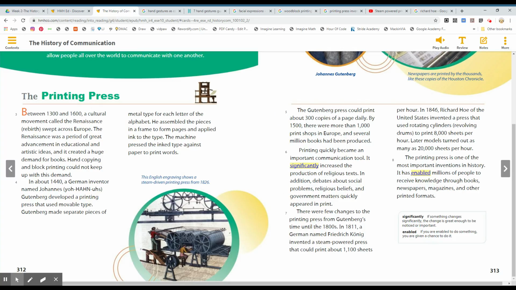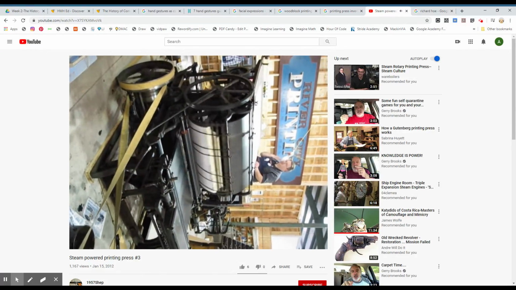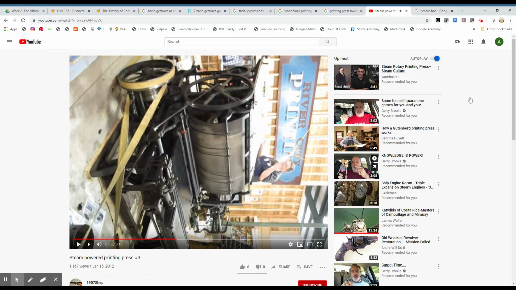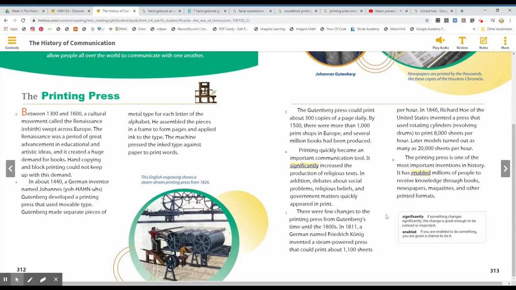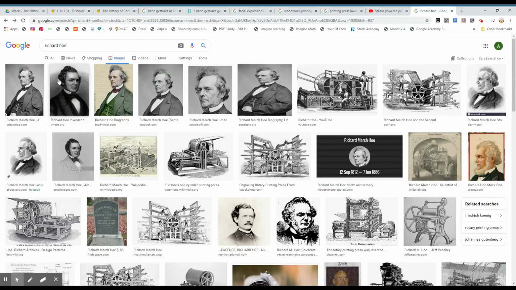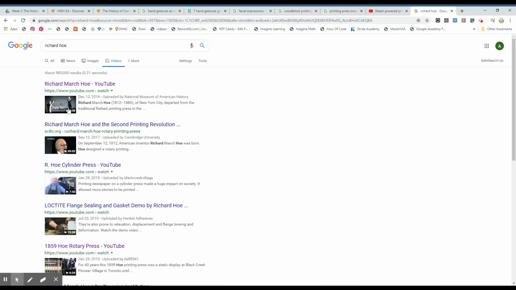Then after that, in 1846, Richard Hoe of the United States invented a press that used rotating cylinders, and that was able to produce 8,000 sheets of copies per hour, boys and girls. And this was Richard Hoe, and his machine was this, boys and girls.